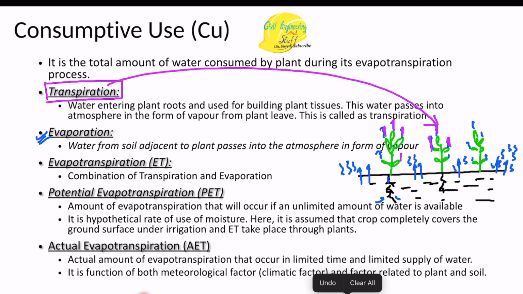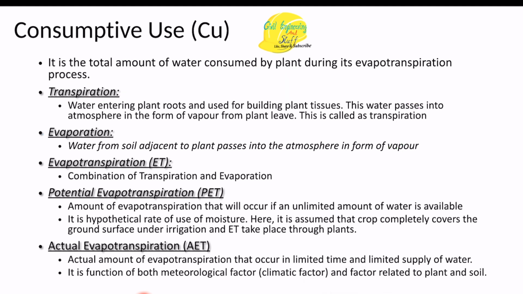So the combination of these transpiration and evaporation processes is what we call evapotranspiration. Correct. So your total quantity of water consumed by plant during its evapotranspiration process.